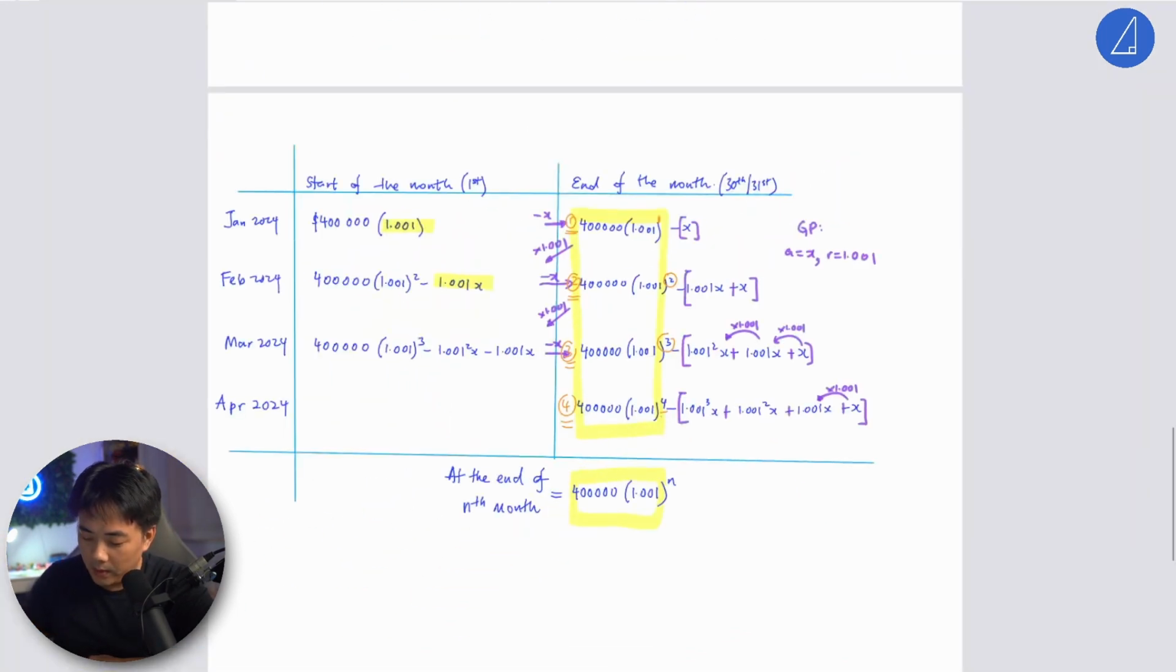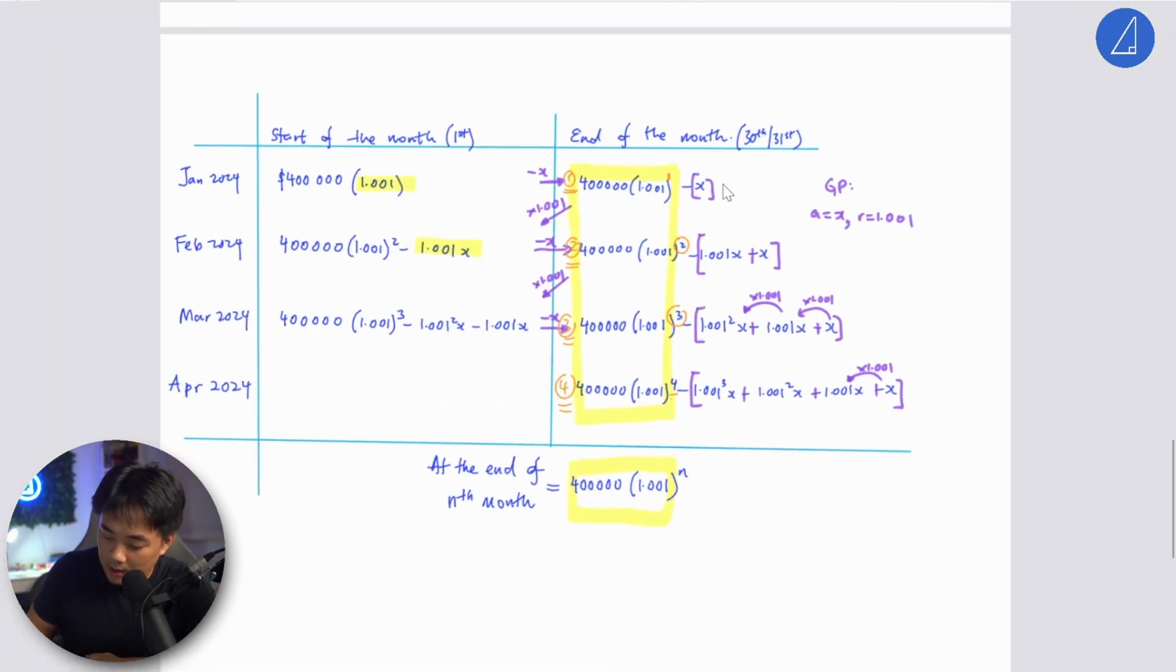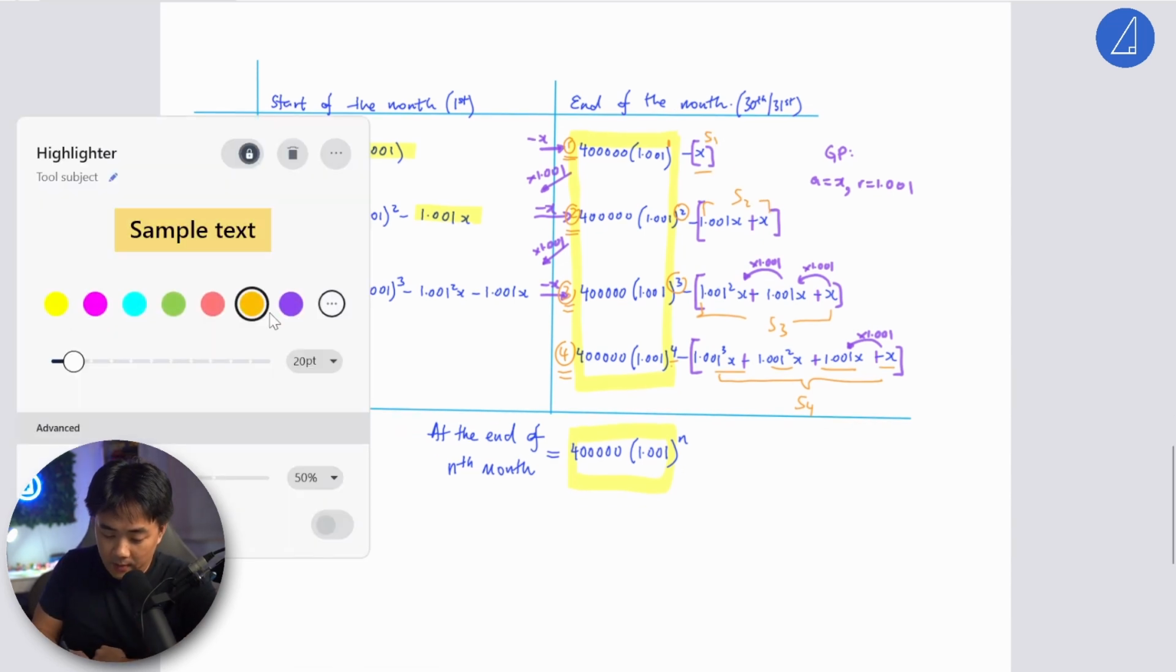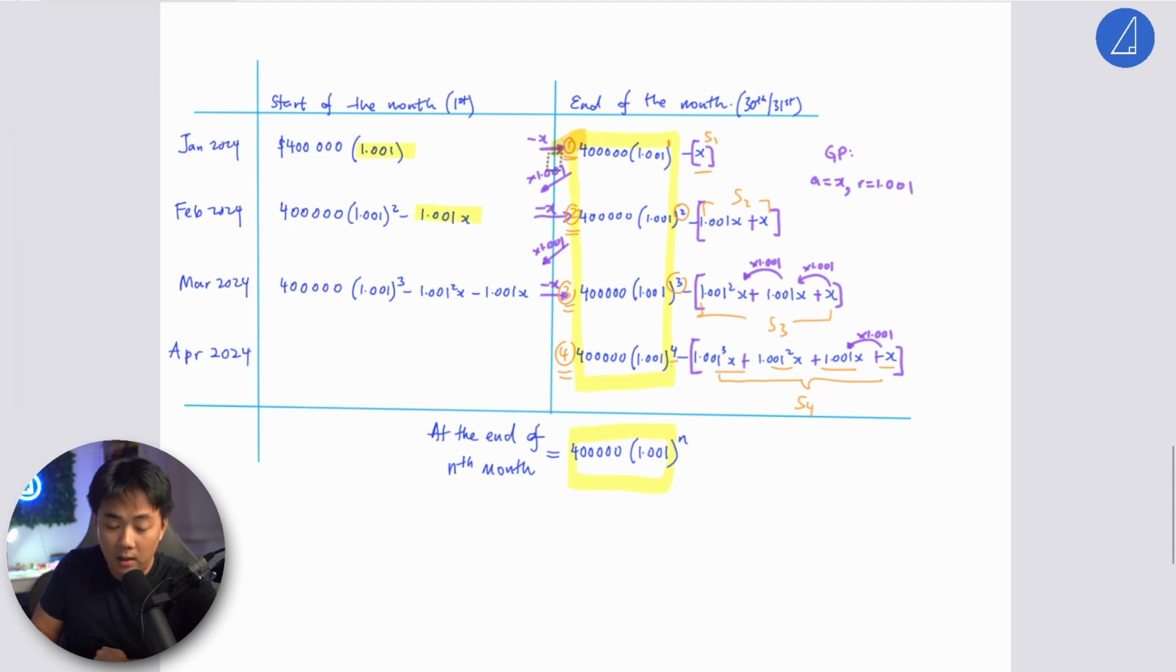So in this case, how many terms are there? 1, 2, 3, 4. Sum of 4 terms, sum of 3 terms, sum of 2 terms, sum of 1 term. Then it's very straightforward, because when this is 1, you would have minus S1, when it's 2, you have minus S2, 3, you have minus S3, 4, you have minus S4. So this is minus Sn. Okay, so that's how you pattern recognize.